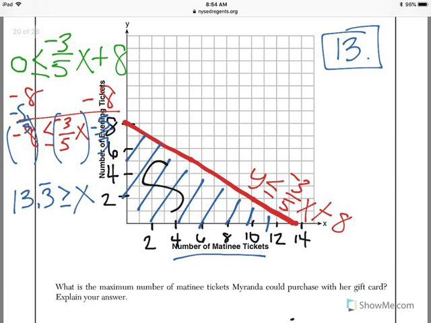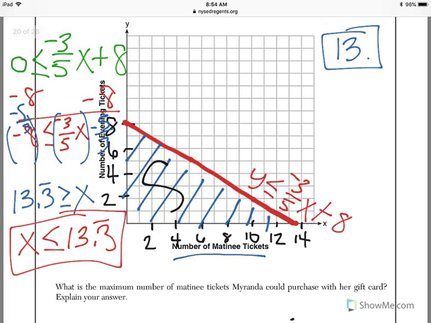And if it's easier to see sometimes when x is on the left, so if I move x to the left, I have to flip the inequality again. So x must be less than or equal to 13.3. Well, if x has to be less than or equal to 13.3, then the first whole number is 13. So we're going to have 13 matinee tickets, and I can show that with my equation.